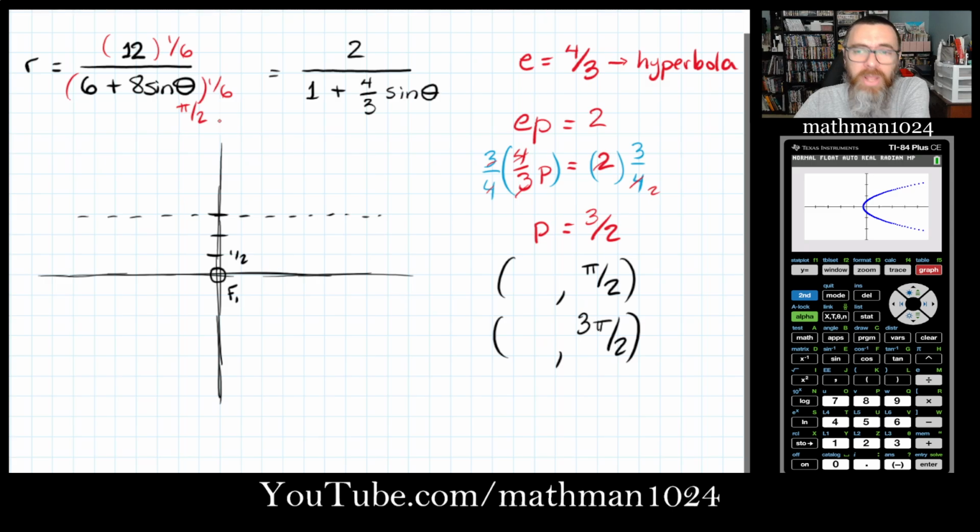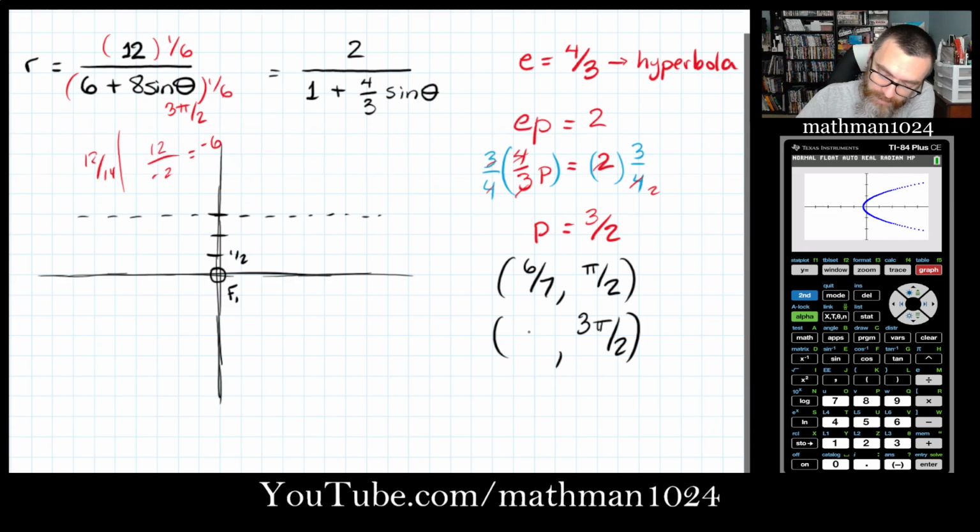Pi over 2. All right, so sine of pi over 2 is 1. So I end up with 12 over 6 plus 8, which is 14. So 12 over 14 is 6 over 7. Yeah, that's not fun. If I do 3 pi over 2, that would make this a negative 1. So then we would have 12 over 6 minus 8, which is negative 2, and we get negative 6. So negative 6.